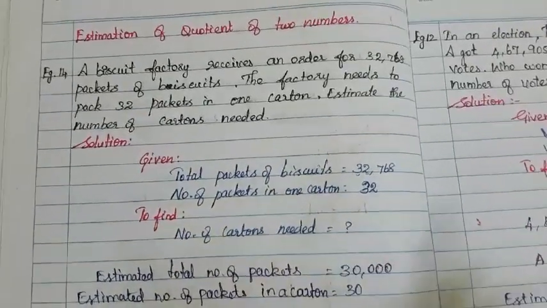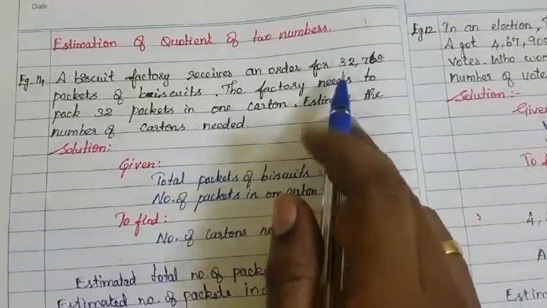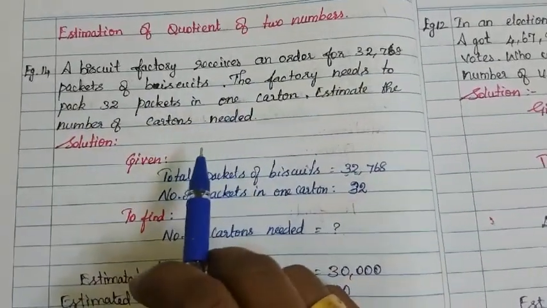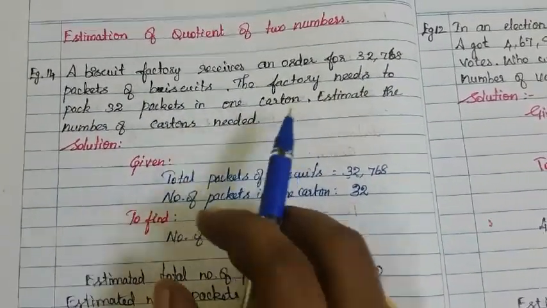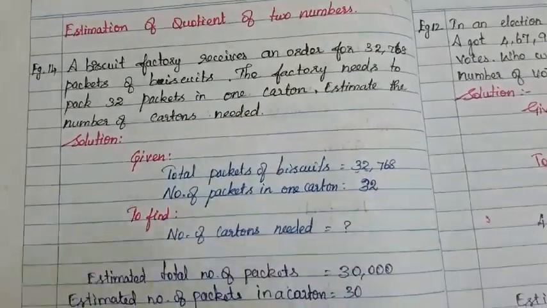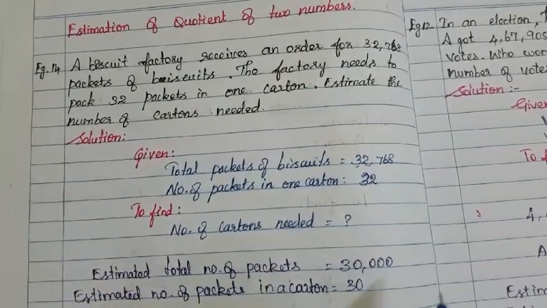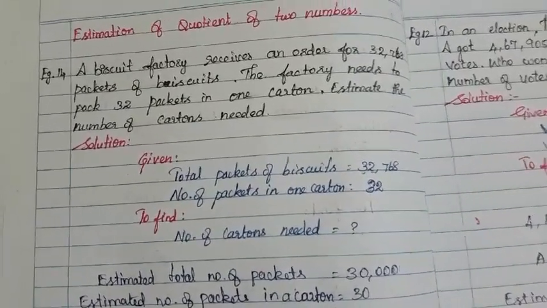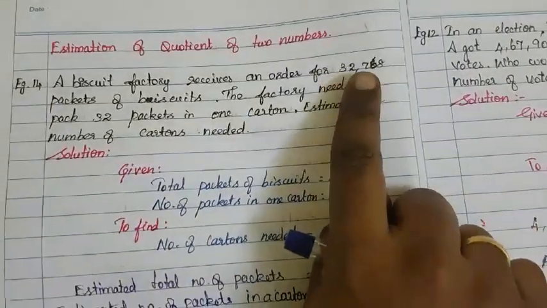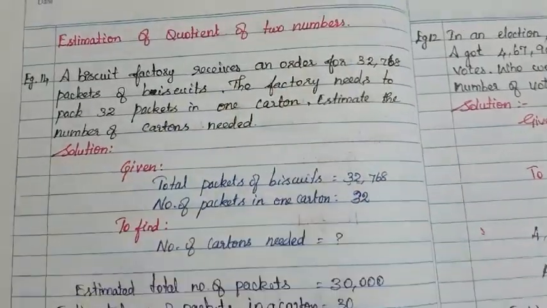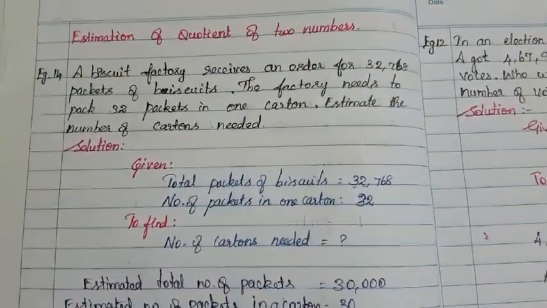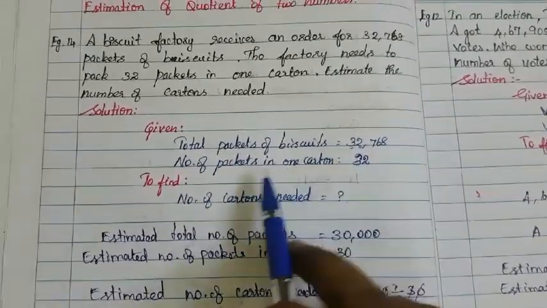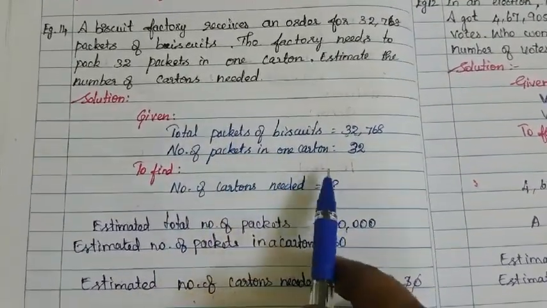So there is a biscuit factory. They received an order for 32,768 packets. The factory decided to pack 32 packets in one box. So in how many boxes will the 32,768 packets be filled? That is the question. So what do we have to do? We have to divide. For that, we have written the given and to find.